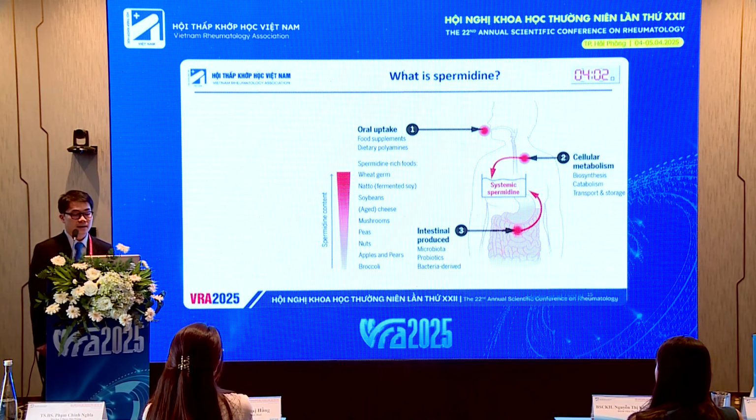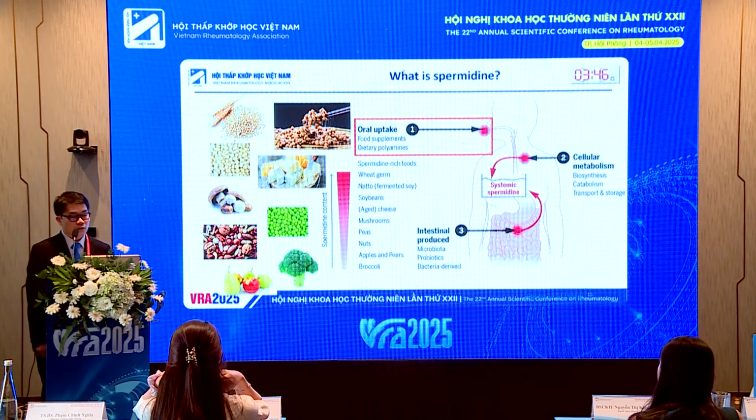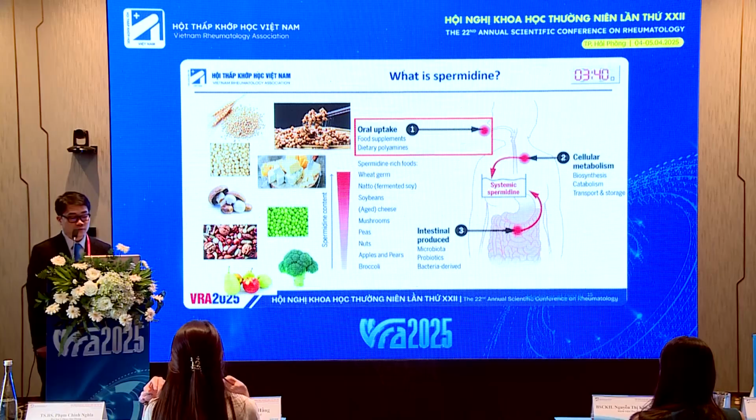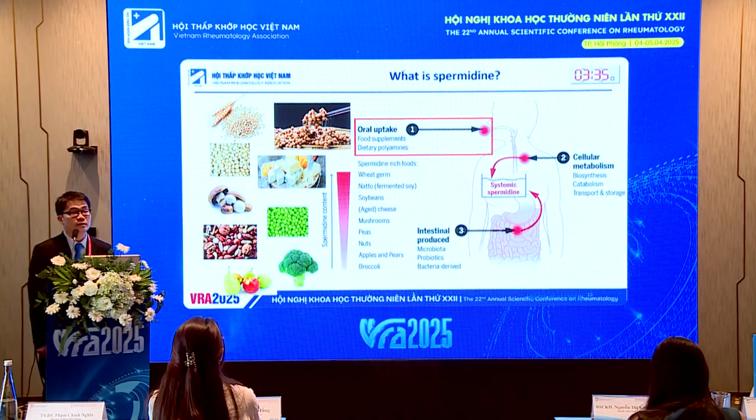So by literature, you can see that we have three main ways to increase the spermidine concentration: by the cellular metabolism, by intestinal production through microbiota metabolism, and the oral uptake, food uptake, which is the most interesting here. So we can find many sources of food which are rich in spermidine. For example, wheat germ, fermented soybean, cheese, mushroom, peas, nuts, etc.